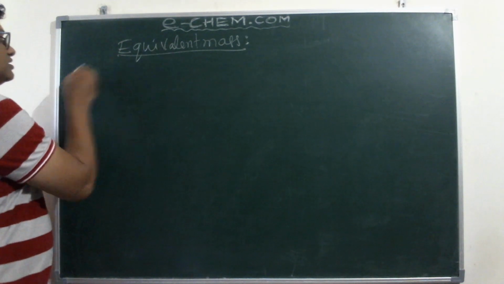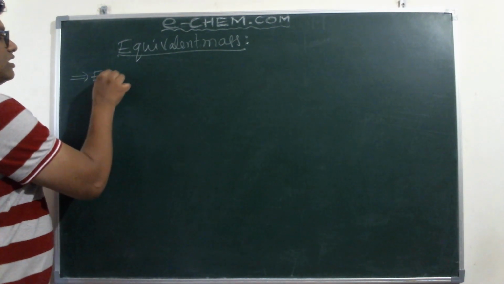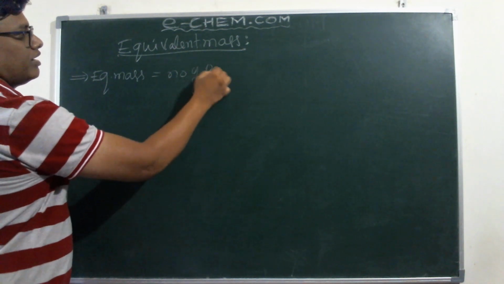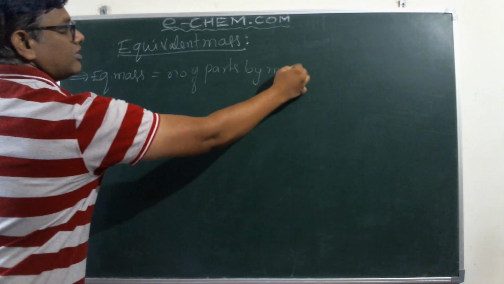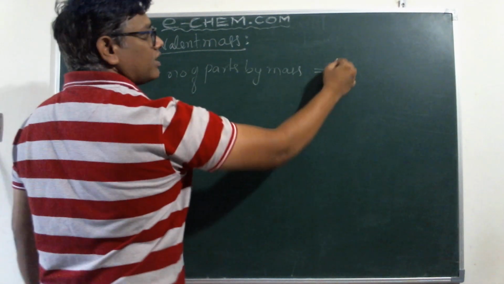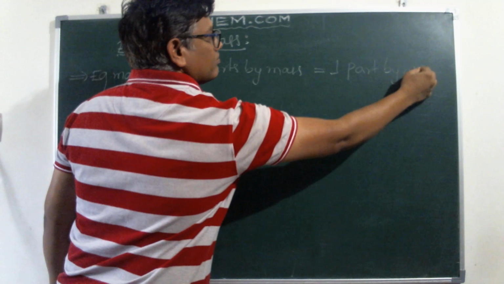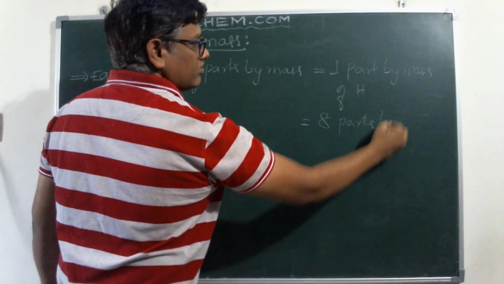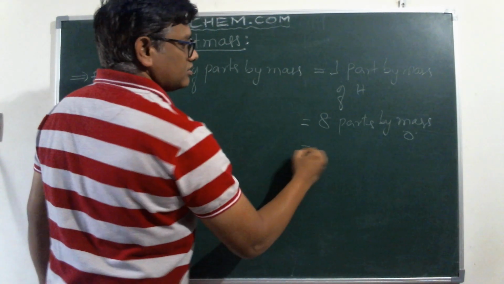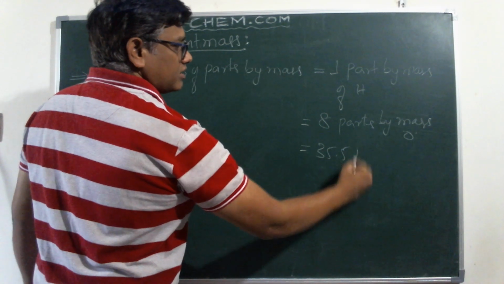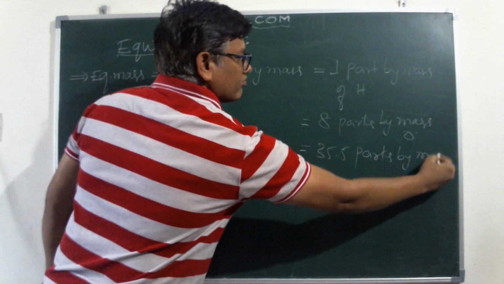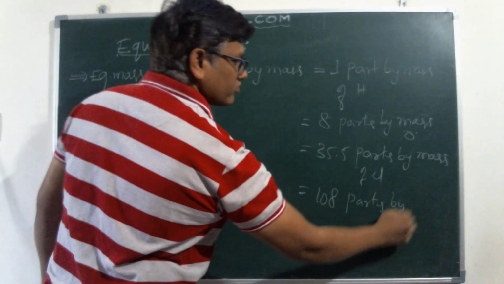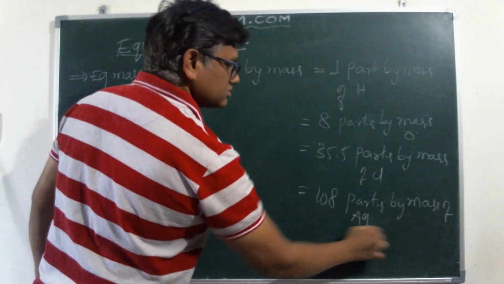Okay, so we can write the equivalent mass of any element as the number of parts by mass which combines with one part by mass of hydrogen, or which combines with 8 parts by mass of oxygen, or 35.5 parts by mass of chlorine, or 108 parts by mass of silver. So any one we can take.